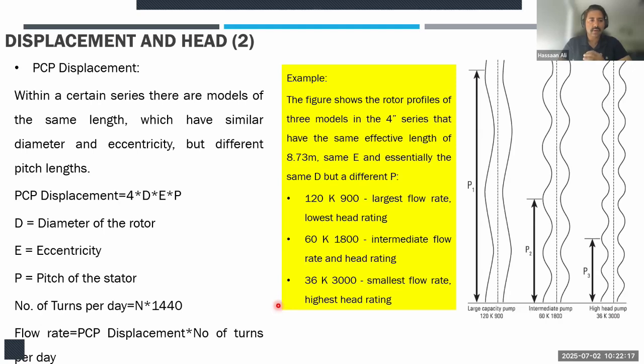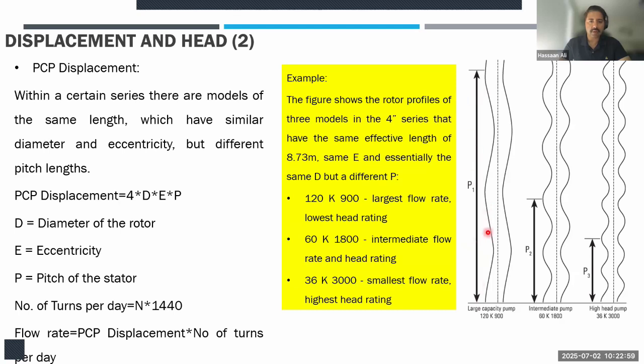Displacement and head. So the PCP displacement, that is your cubic meter per day, is determined by a particular formula, which is 4 times D times E times P. Now, what is D? D is the diameter of the rotor. E is the eccentricity of the rotor. So eccentricity is essentially the distance from the center line of the rotor to the highest point or the crest of the rotor. And then P is the pitch of the stator. Pitch of the stator is essentially your distance from one crest to another crest. So this will make one complete pitch of the stator.